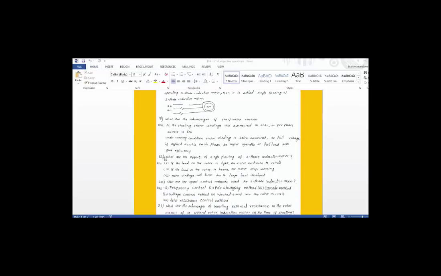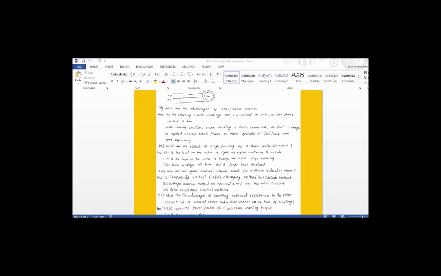Next, 19th question. What are the effects of single phasing of a three-phase induction motor? Answers. First point, if the load on the rotor is light, the motor continues to rotate. Second point, if the load on the rotor is heavy, the motor stops working or stalls. Third point, motor windings will burn due to large heat developed in the windings.